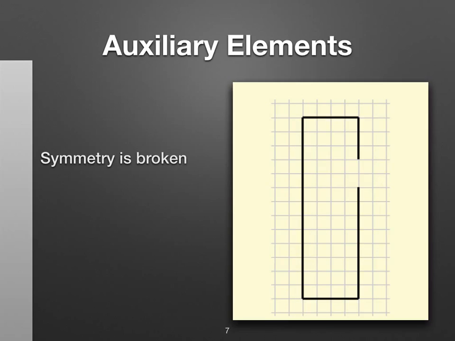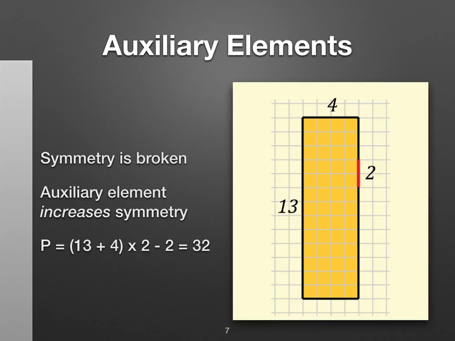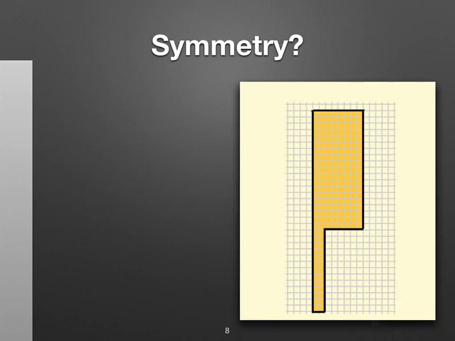Auxiliary elements. There is no symmetry in this figure because one side has a hole. Drawing an additional line adds symmetry and simplifies the solution. We tell the students that the additional line is called an auxiliary element and explain its importance in problem solving. Symmetry cannot be used in order to find the perimeter of this figure. Measuring each piece takes quite a time.